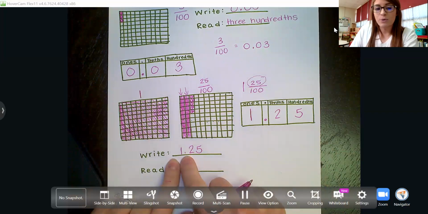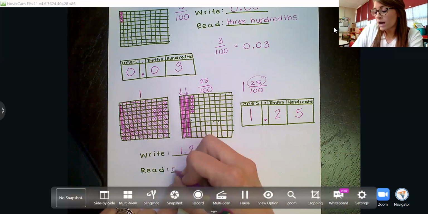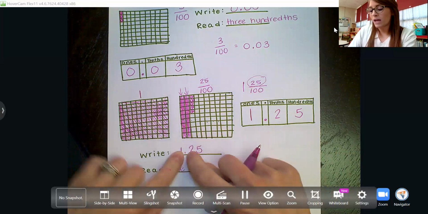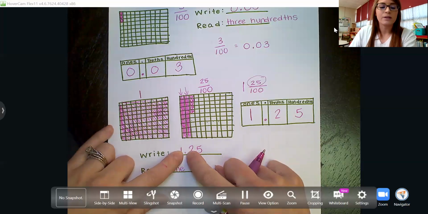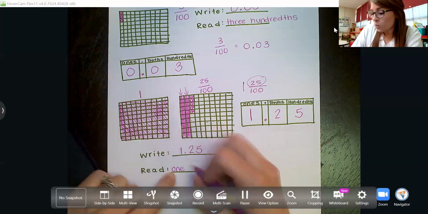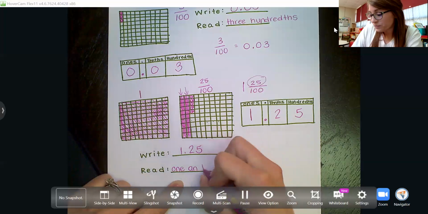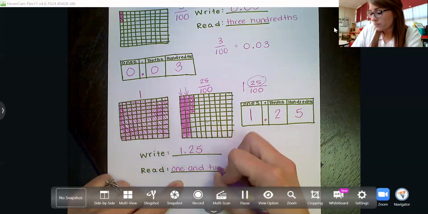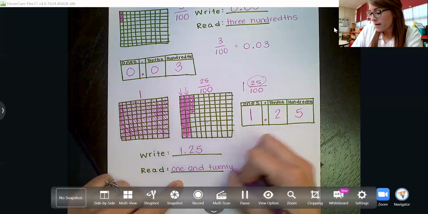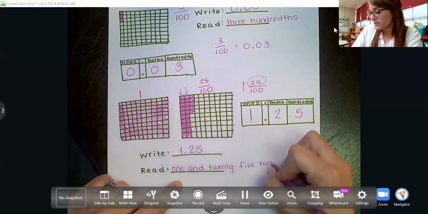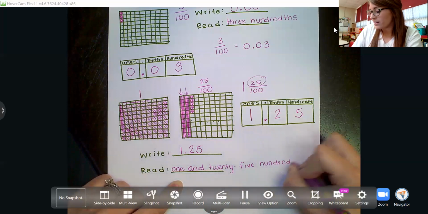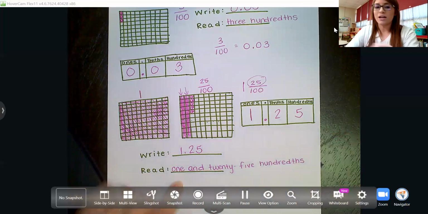1 decimal point, 25. And then we would read it just like this. 1 And remember, when we get to this decimal point, what word do we say to represent that decimal point? Very good. And so 1 and 25 hundredths. Very good. Just like that.